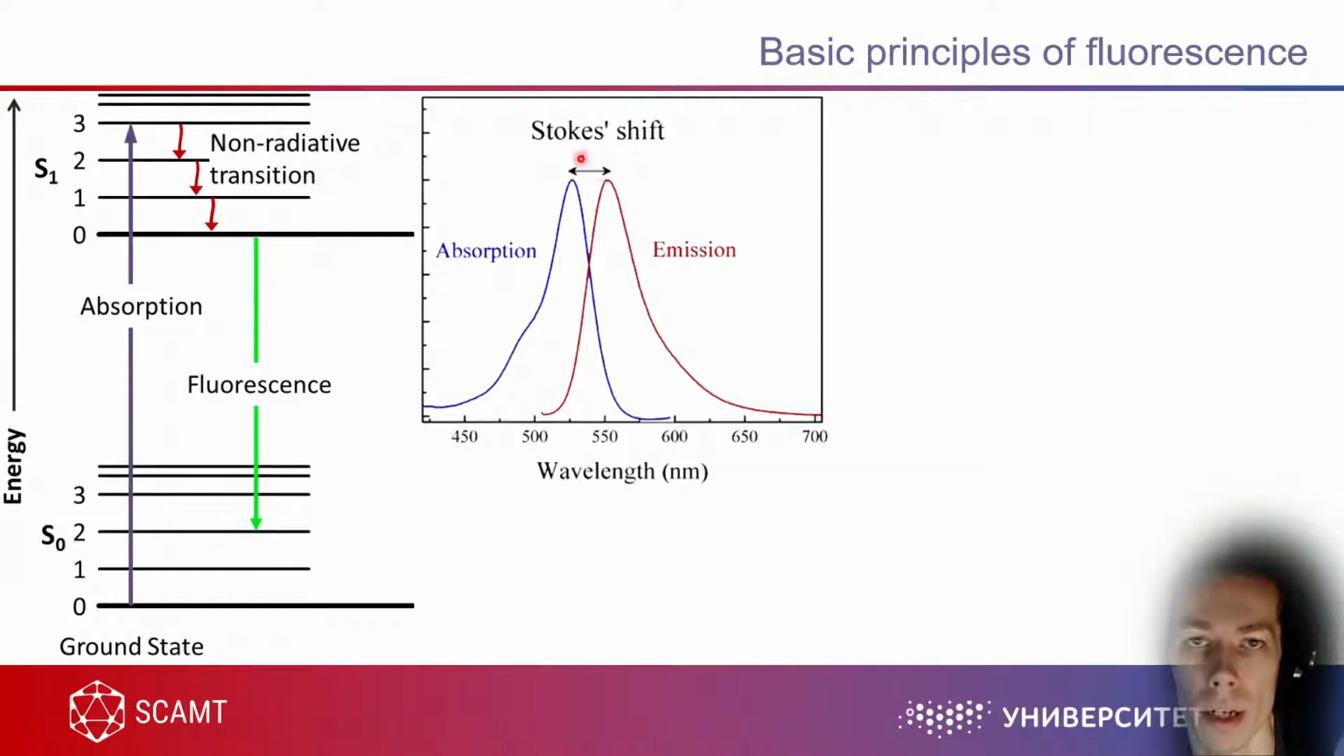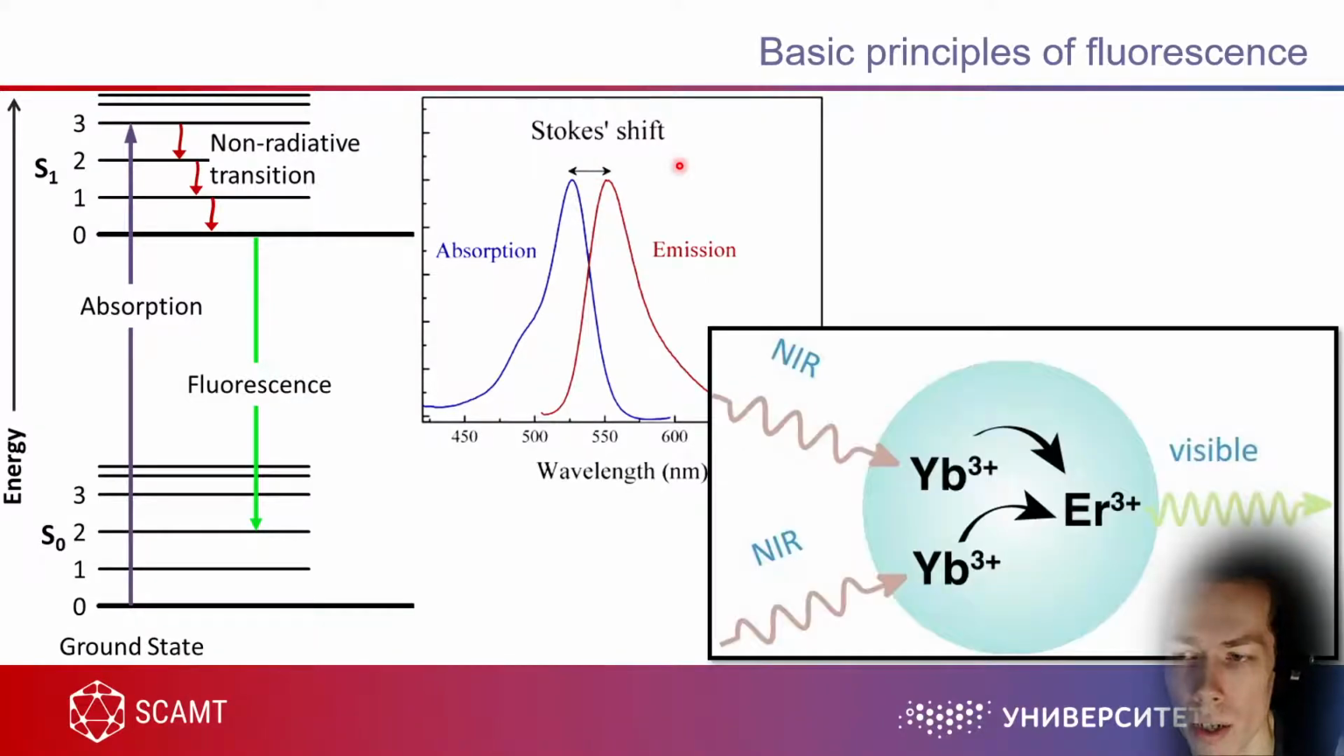the emission will be maybe red or maybe yellow. But there's also anti-Stokes shift, and on this principle some upconversion nanoparticles work, using some rare-earth elements and so on. So in anti-Stokes shift you can observe the opposite process. When you have near-infrared light, you illuminate your particle, and your particle will produce some visible light.